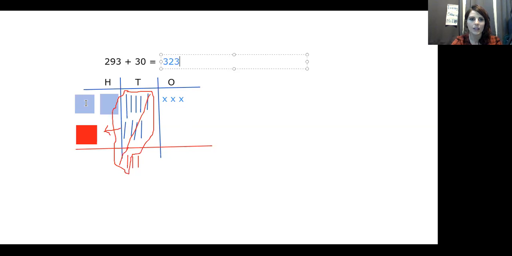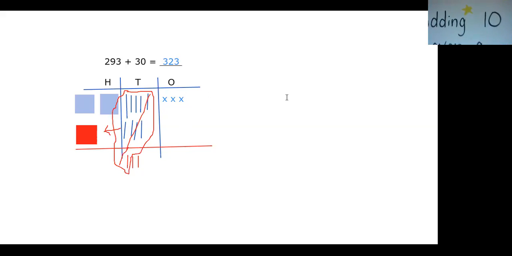Let's count up and see. 100, 200, 300, 310, 320, 321, 322, 323. And that, my friends, is a great way to visualize how to add 10 over a century. I can post another strategy soon.